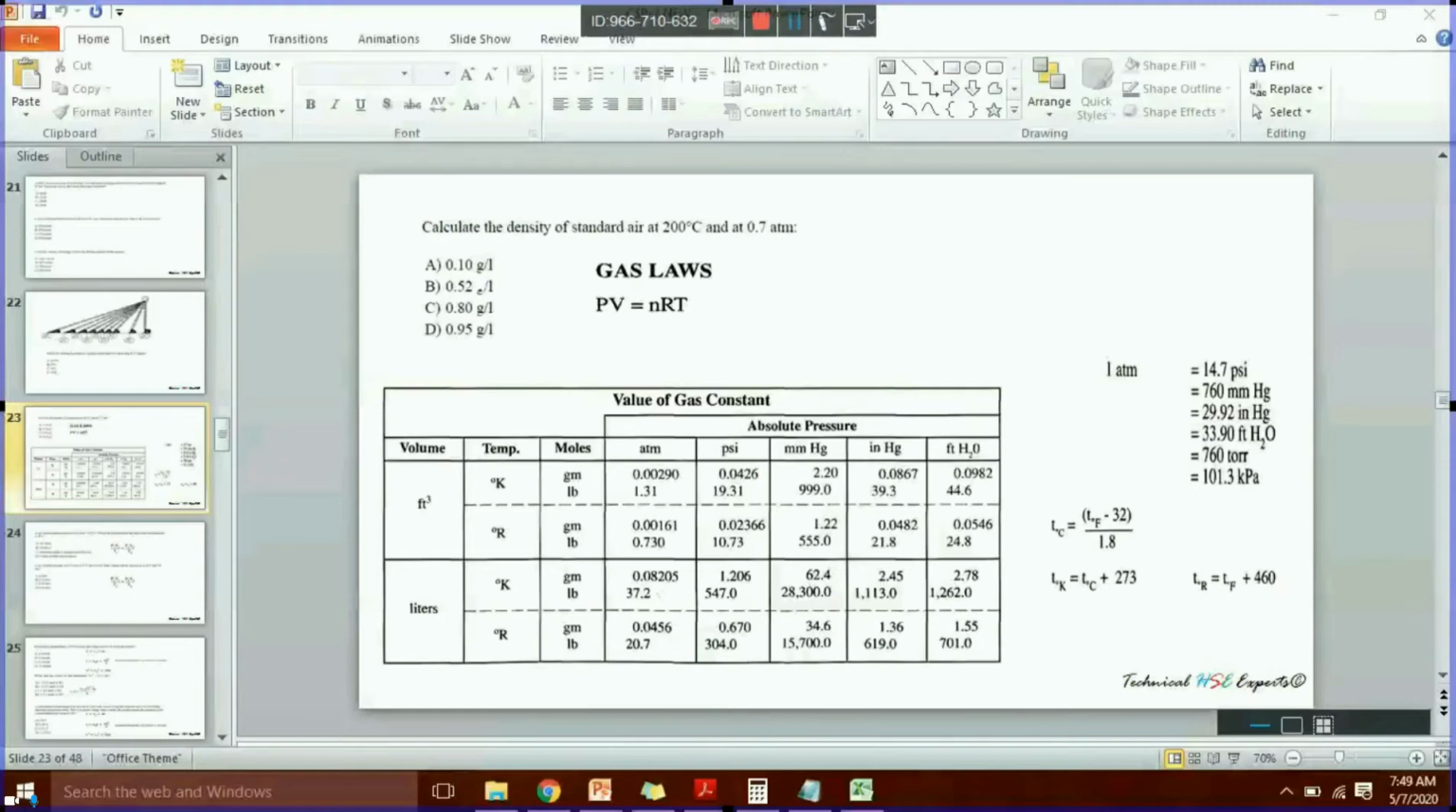The option is in grams and liters. So I will go with the second row, which is liter, and I will choose Kelvin, and I will choose gram, and I will choose ATM because these are all the terms I want, and I have substituted in Kelvin and ATM. So my gas constant will be 0.08205.